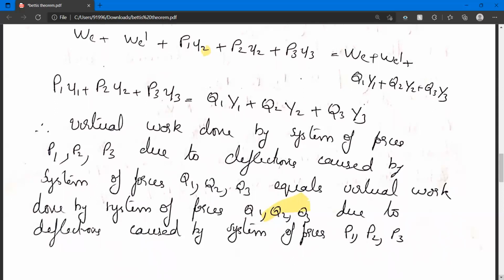Small y1, small y2, small y3: what is that? That is the deflection caused by the system of forces Q1, Q2, Q3. So P1 into small y1 plus P2 into small y2 plus P3 into small y3. That is equal to Q1 capital Y1 plus Q2 capital Y2 plus Q3 capital Y3. Capital Y1, capital Y2, capital Y3: what is that? That is the deflection caused by the system of forces P1, P2, P3. So Q1 Y1, Q2 Y2, Q3 Y3 is the virtual work done by the system of forces Q1, Q2, Q3, and both are equal. So that is the proof of Betti's reciprocal theorem, or Betti's law, or Betti's Maxwell reciprocal theorem.